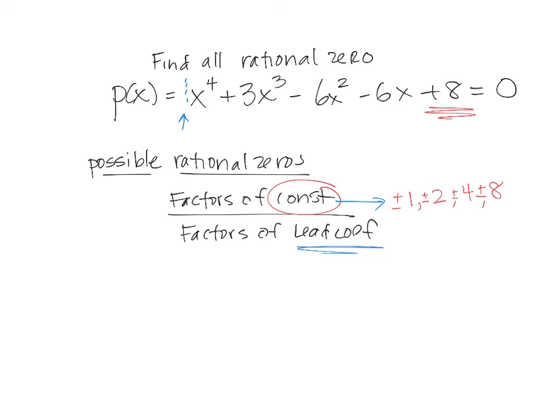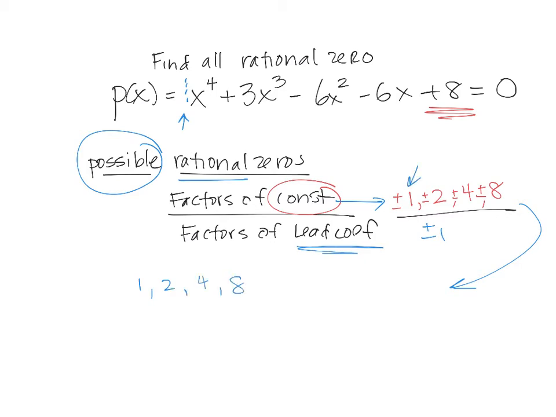Now we need to divide those by the factors of the leading coefficient, which is actually really nice here. It's just 1, so we're just going to have plus and minus 1. So this list of possible rational zeros comes out to be 1, 2, 4, 8, taking each of these numbers and dividing by a positive 1, and then their opposites: negative 1, negative 2, negative 4, negative 8. So again, these are just possible zeros.